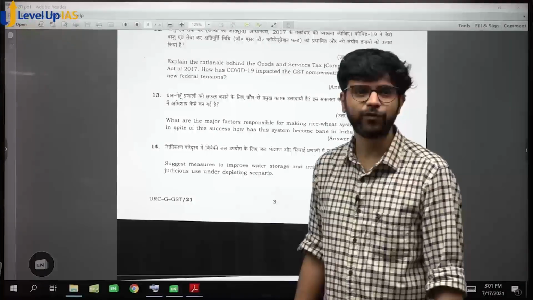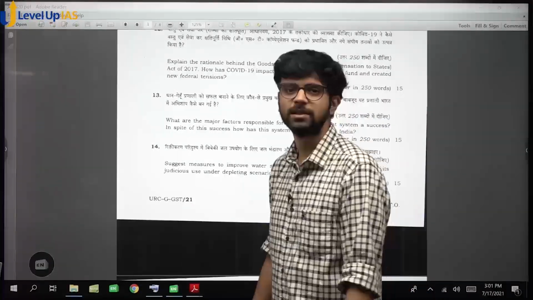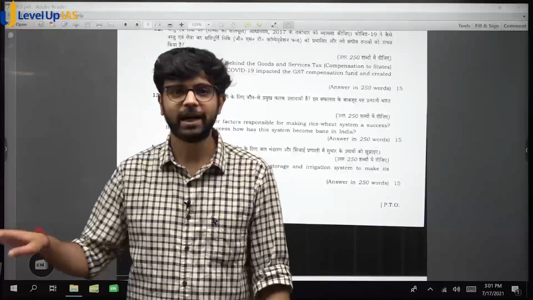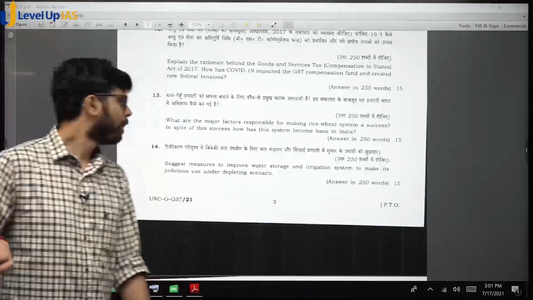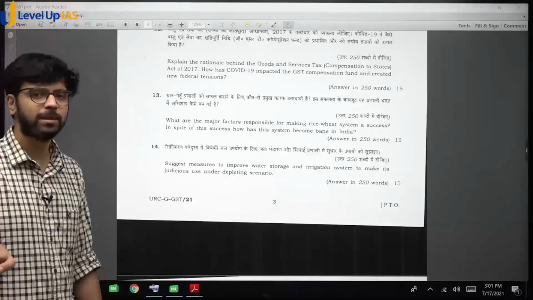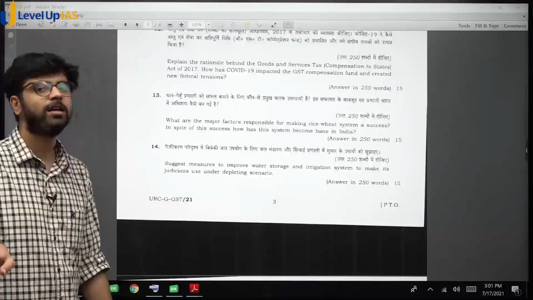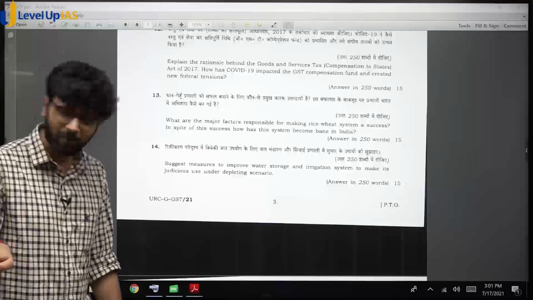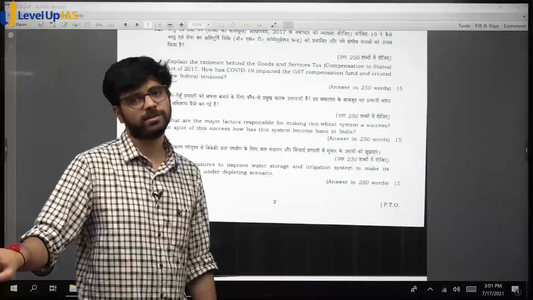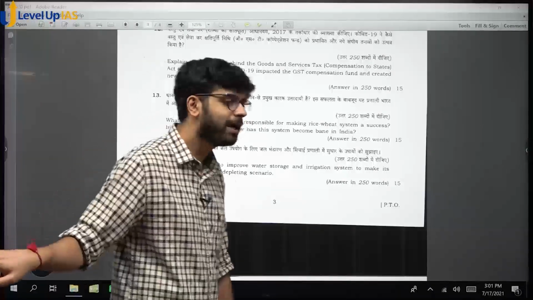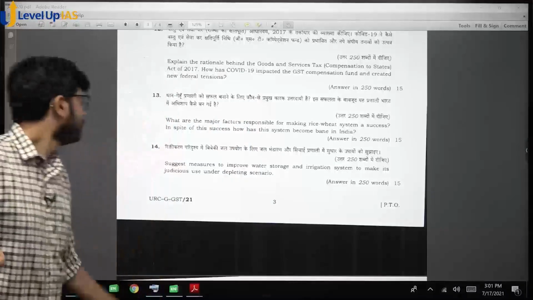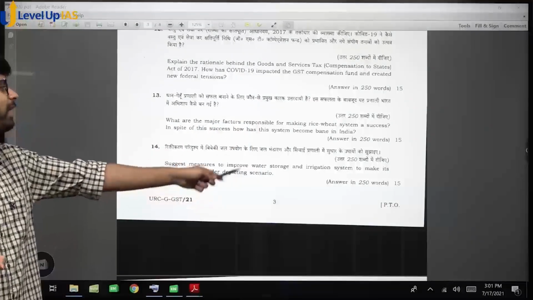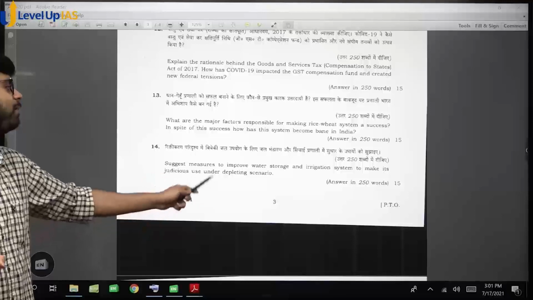How to improve water storage, different types of irrigations, dams and all, building dams, all those things. The only thing is you have to give examples, good examples. NCERT is very basic level, so newspapers will help you do that. Point is, even one article of newspaper cannot be missed, or even one day of newspaper cannot be missed.